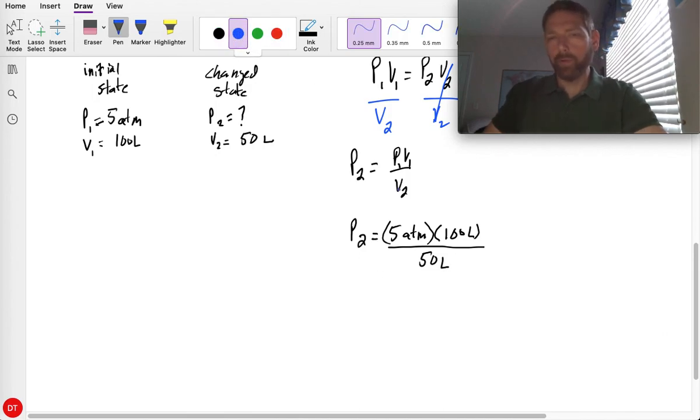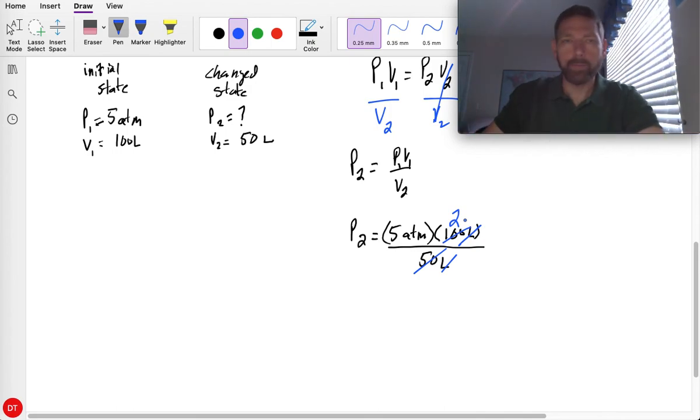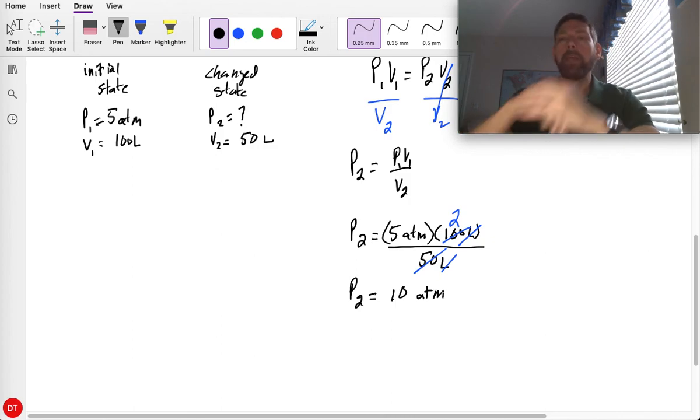Now, we won't really need a calculator for this, if you think about it. Liters crosses out. 100 divided by 50 is 2, right? Because it basically is 1/2. Or if it's on top right now, what's here is double what's on there. That's basic math, right? And so you can see that the pressure in the new system would be 5 times 2, a total of 10 atmospheres, and that makes sense.